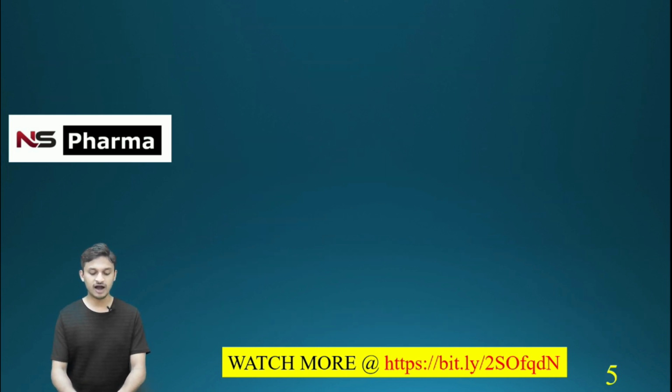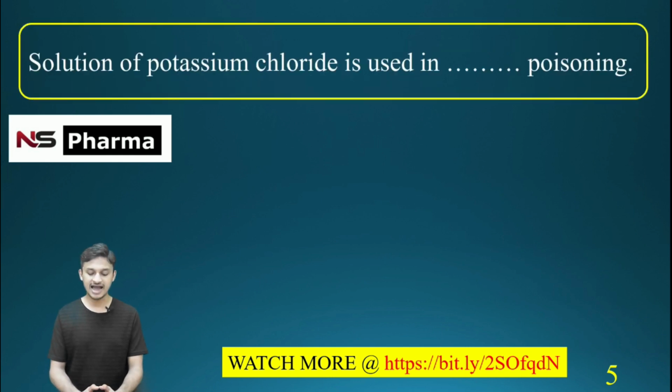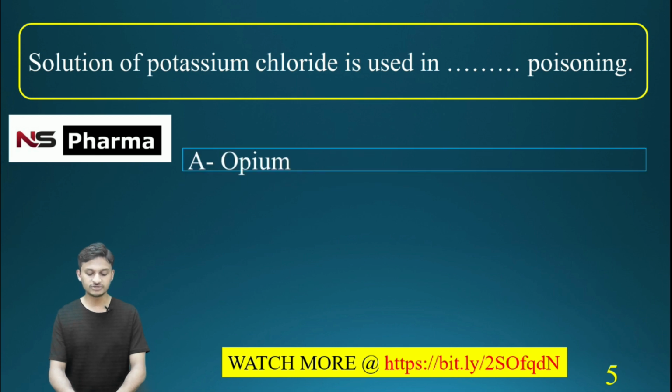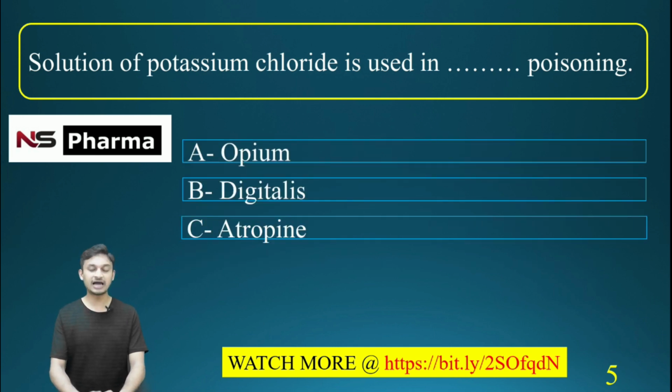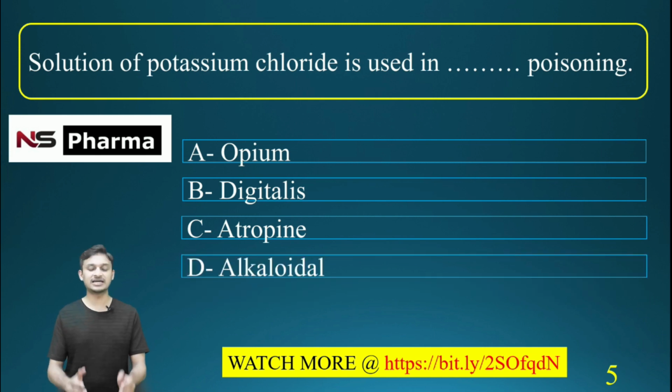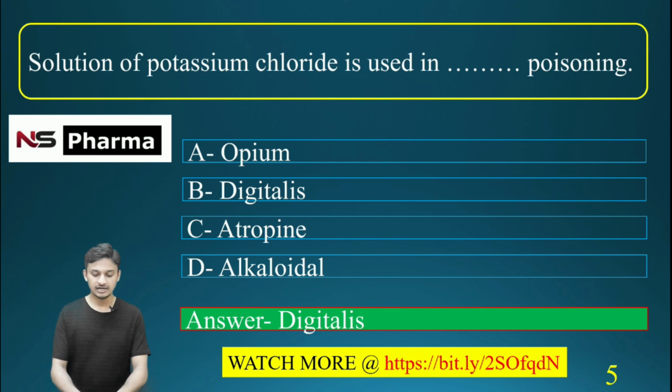Next question, question number 5. Solution of potassium chloride is used in the dash poisoning. In which of the following poisoning is solution of potassium chloride used? Options are: option A opium poisoning, option B digitalis poisoning, option C atropine poisoning, option D alkaloidal poisoning. The correct answer is option B, digitalis poisoning. In case of digitalis poisoning, solution of potassium chloride is used.